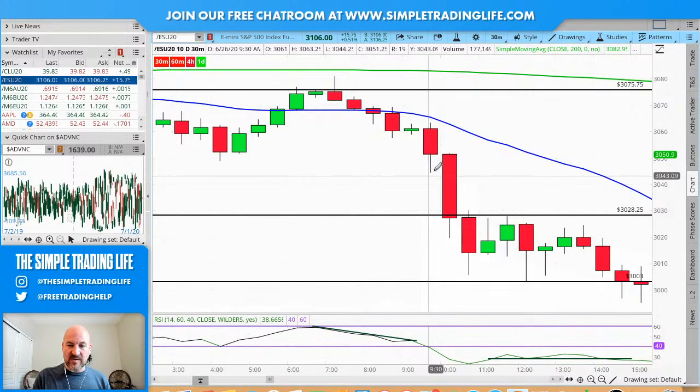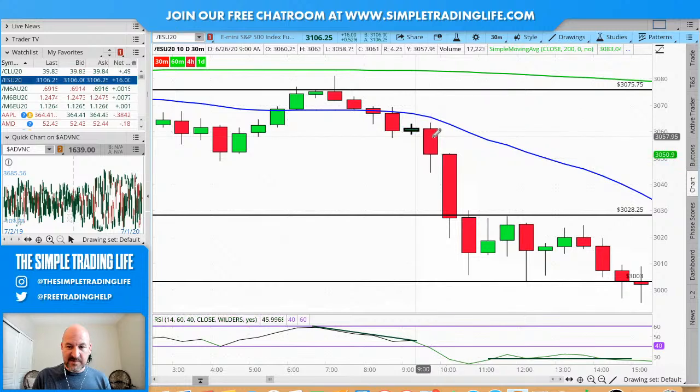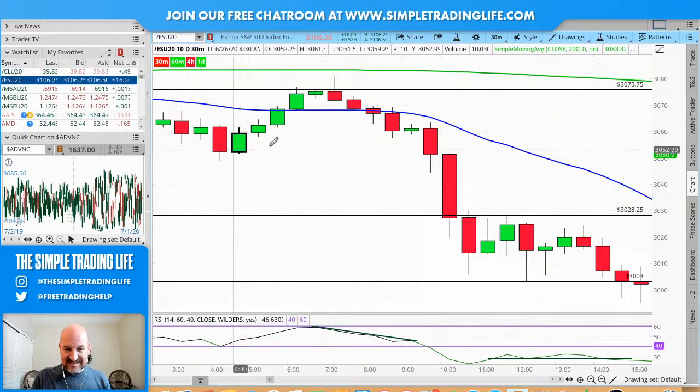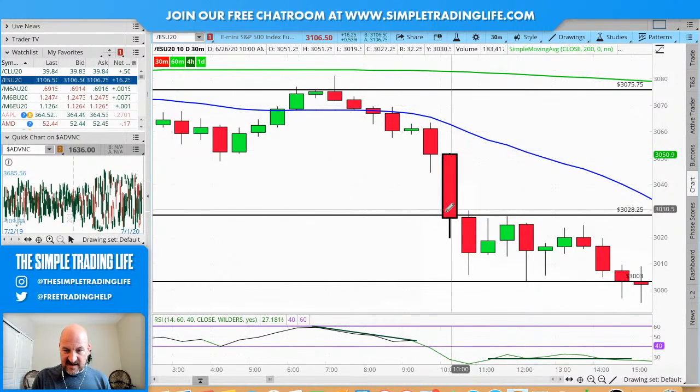Like see this wick right here. What if it doesn't stop? And what if this becomes a hammer after a strong move down? I'd much rather take it where it makes sense. Take it just above here.